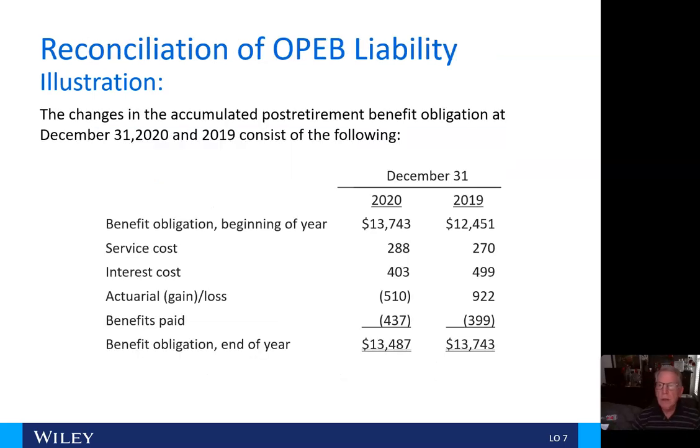Okay. So, if we reconcile the OPEB liability, the changes in accumulated post-retirement benefit obligation at December 2020 and 2019 consist of the following. So here we have our benefit obligation at the beginning of the year, our service cost, our interest cost, our actuarial gain or loss, our benefits paid, and our benefit obligation at the end of the year.